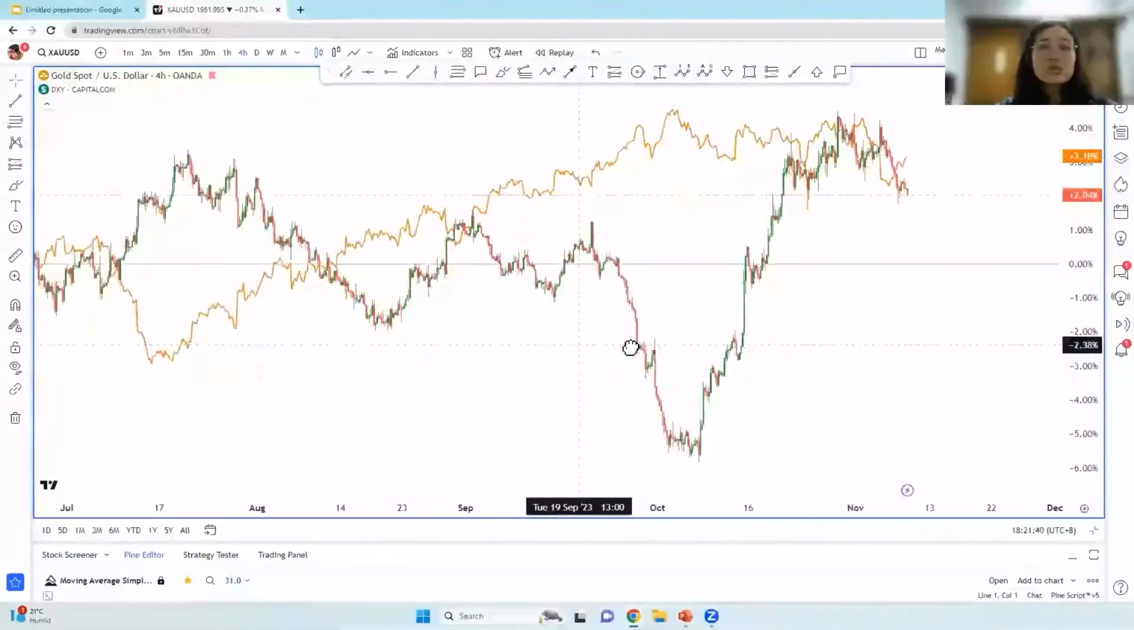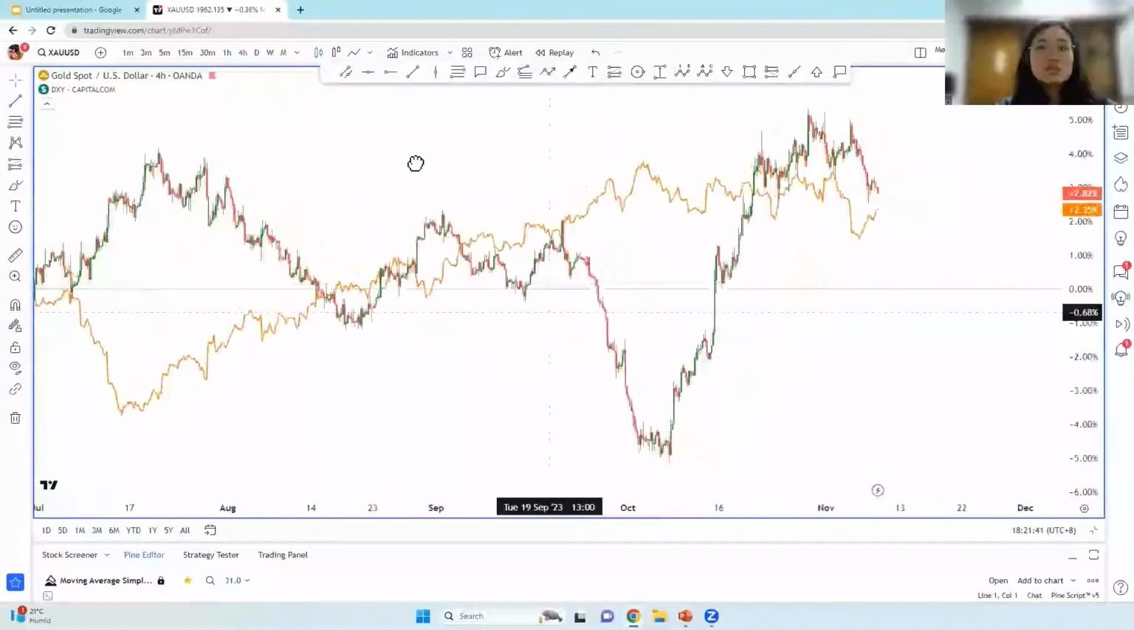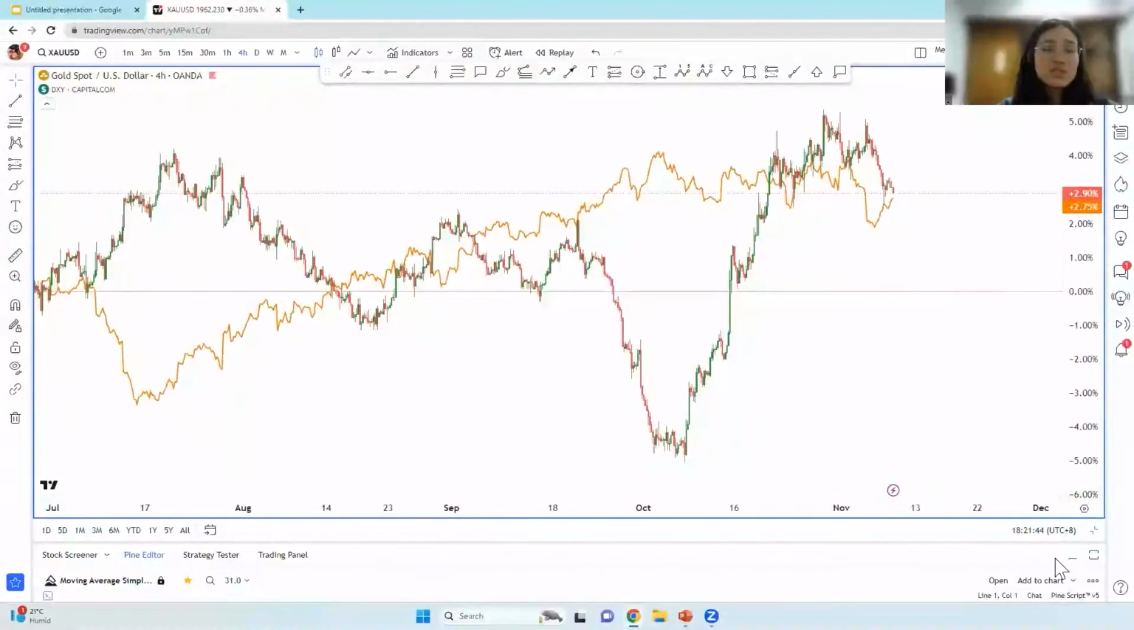Okay, so when you're analyzing, you can use this feature. Wait, let me see. Can you guys see my screen? Yeah, okay. Yeah, you can use this feature to basically analyze two charts at once.